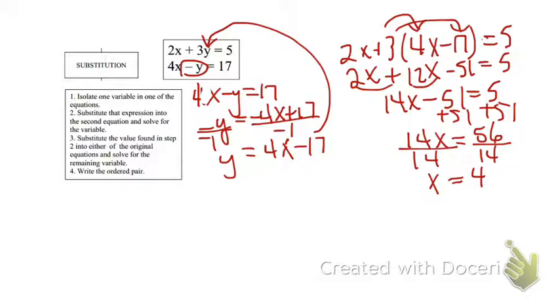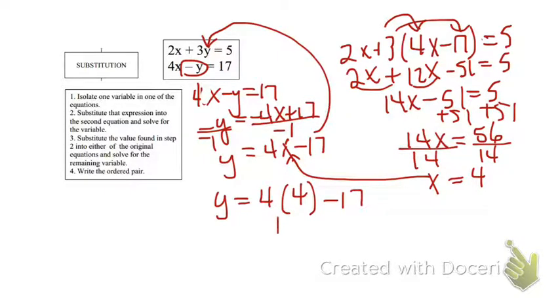Now we're going to take our 4 and we're going to put it back into our x. So we're going to have y equals 4 times 4 minus the 17. 4 times 4 is 16. 16 minus 17, y would give us a negative 1. So our ordered pair is 4, negative 1. So our substitution method would work just as well as our graphing.